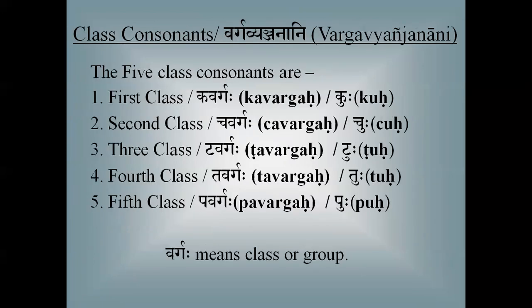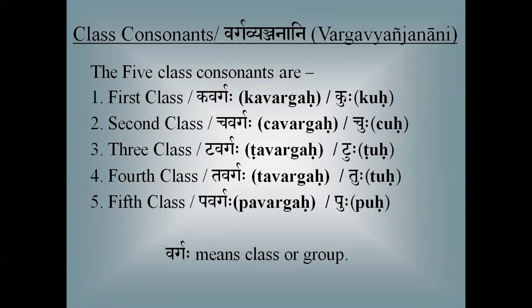And in that we have seen the first division, which is 5 class consonants, Varga Vyanjanani. The first class is called Kavargaha, otherwise called Kuhu. It is called Kavarga because the Varga, the group, starts with the letter Ka, therefore Kavarga. Second class, Chavarga or Chuhu. Third class, Tavargaha or Tuhu. Fourth class, Tavargaha or Tuhu. Fifth class, Pavargaha or Puhu. So Kuhu, Chuhu, Tuhu, Tuhu, Puhu.